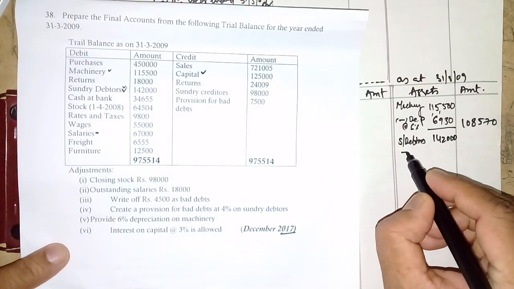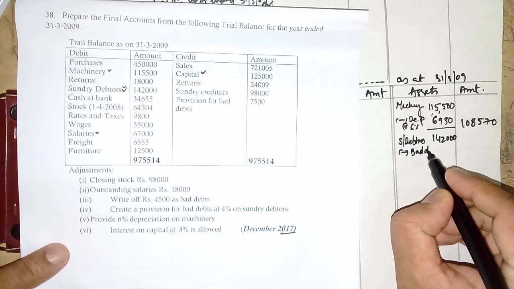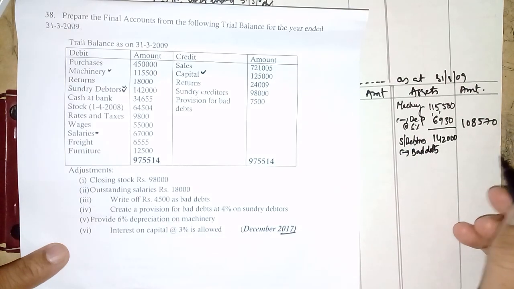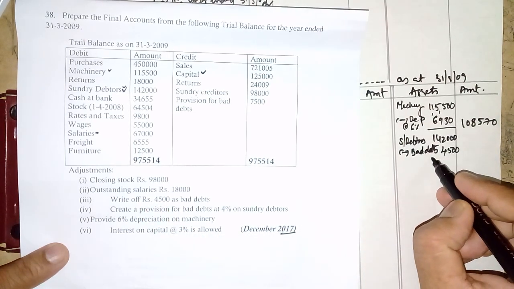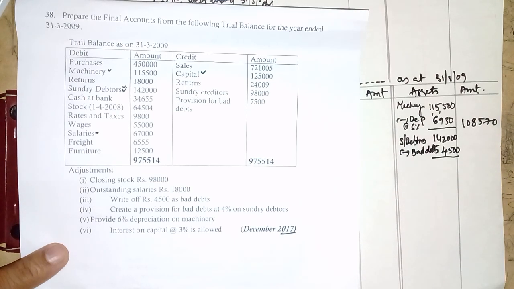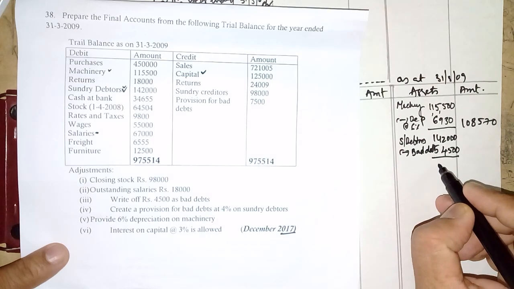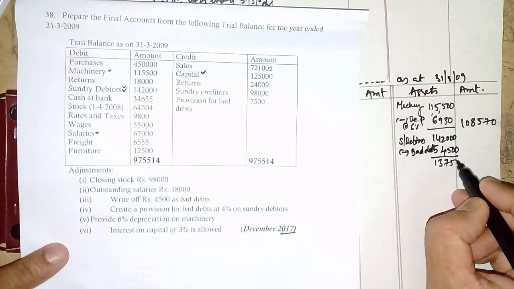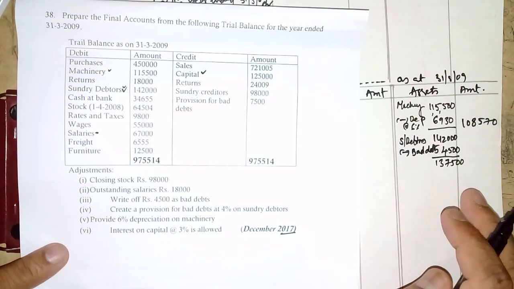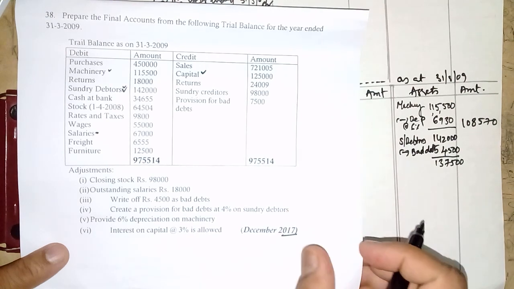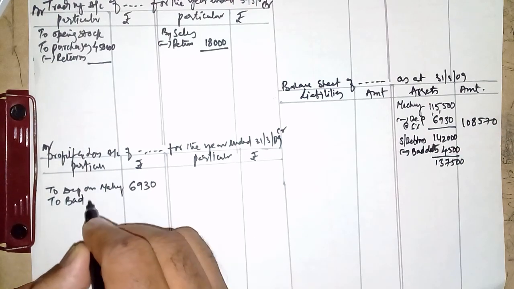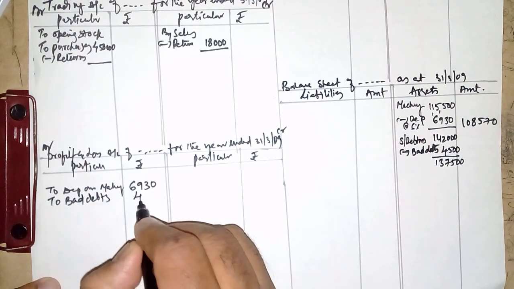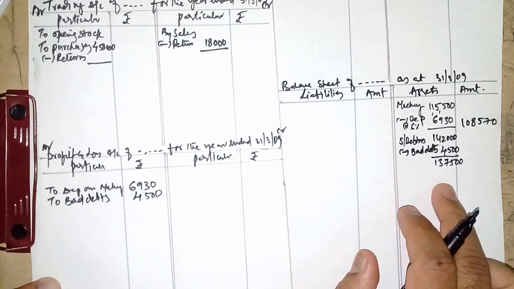First we need to deduct bad debt, minus bad debt. What is the value of bad debts? Bad debts is 4,500. First we need to deduct 4,500. So 1,42,000 minus 4,500. So we'll get 1,37,500. I am writing in the inner column itself as there is one more adjustment. So then after deducting bad debt, this bad debt should be written in the P&L debit side. Bad debts 4,500. The double entry is completed regarding bad debt.